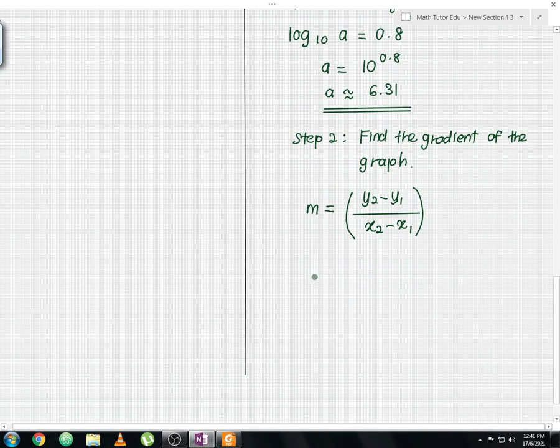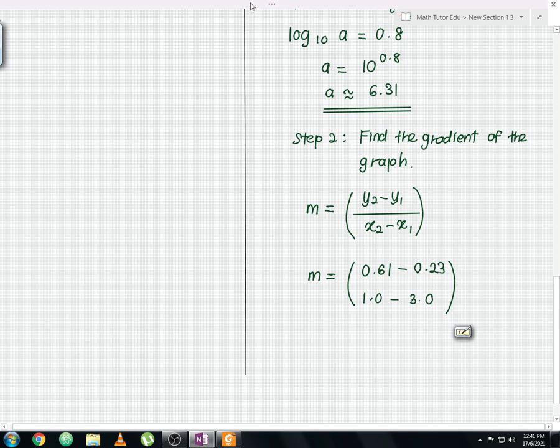So let us perform the calculation. So from here, m is equal to 0.61, and then you minus with 0.23. So sorry guys, it's a bit lagging. Okay, and then divide with 1.0, and then minus with 3.0, close bracket. So let me underline the fraction.